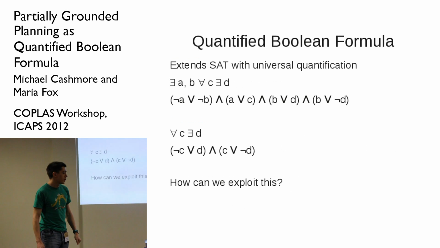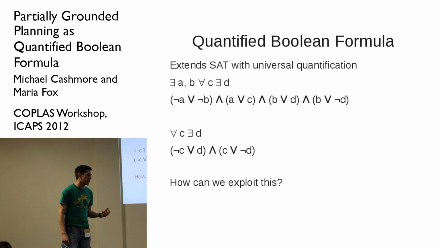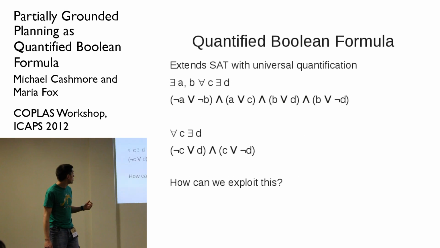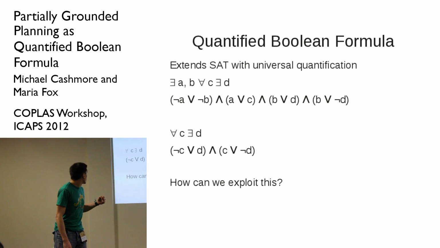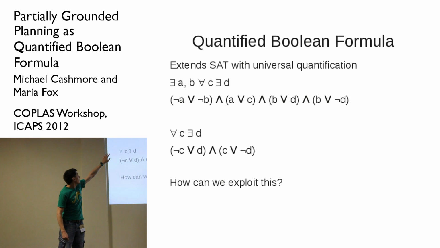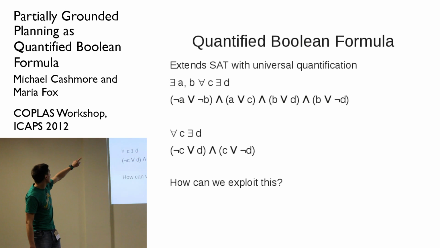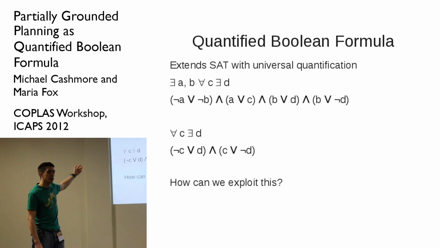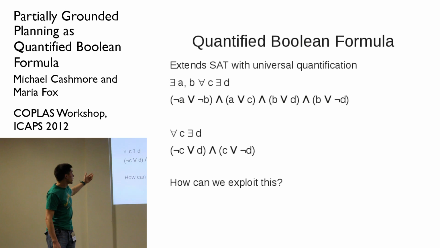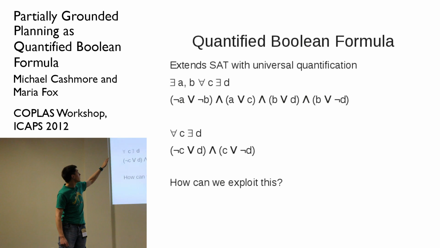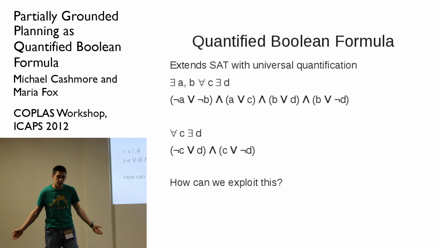Alright. So quantified Boolean formula extends SAT to allow for universal quantification of variables. Preceding the formula itself, we end up with a quantification line in which all of the variables are quantified either existentially or universally in order. So, in the first example there, we would say there exists an assignment to the variables A and B, such that for every assignment to variable C, there exists an assignment to variable D, such that the formula is satisfied.